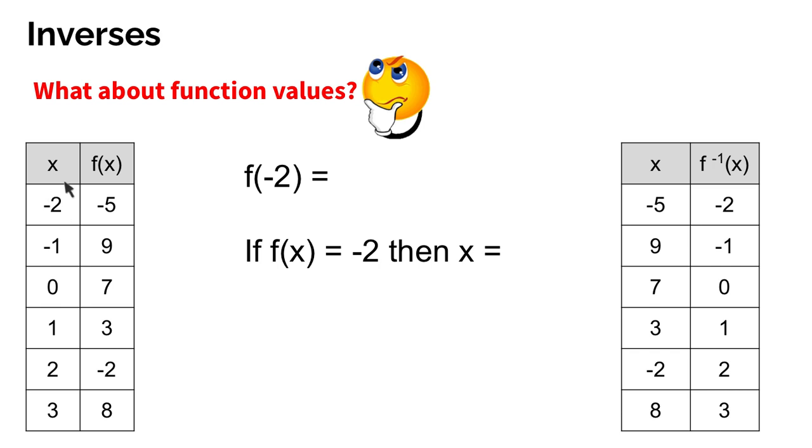I'm just going to find -2 in my table, and I can see that my f of x value is -5. For the next one, I'm going to try to figure out when f of x is equal to -2. So I'm trying to find -2 in the f of x column, which shows me that my x value would be 2.